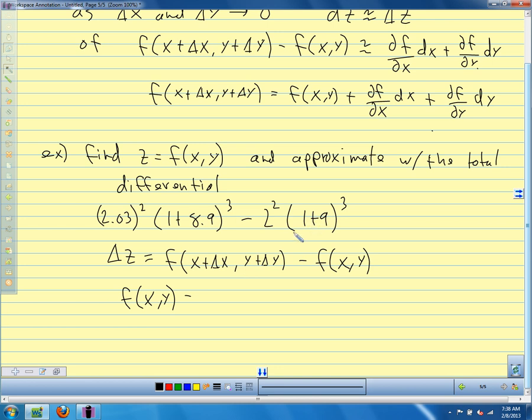One plus, so the parentheses suggest we have something like 1 plus y cubed, and out front x squared. So this is x plus delta x and y plus delta y minus our f of x y here. And then using this, delta x would be what here? 0.03. So delta x equals 0.03, and x equals 2. And delta y would be negative 0.1, and y would be 9.